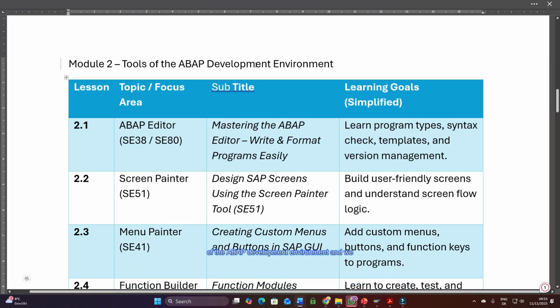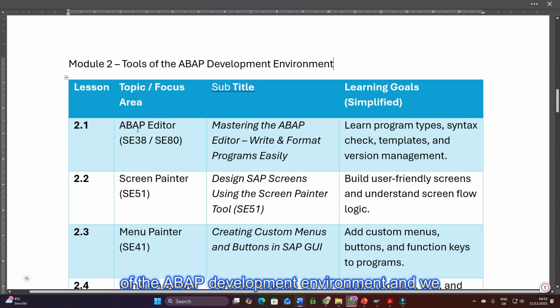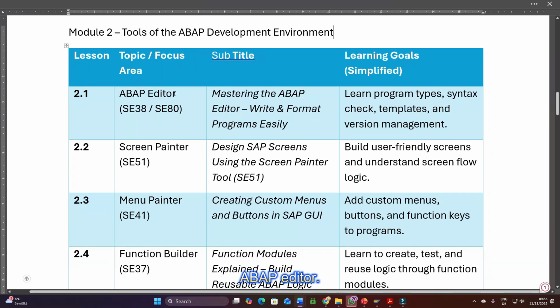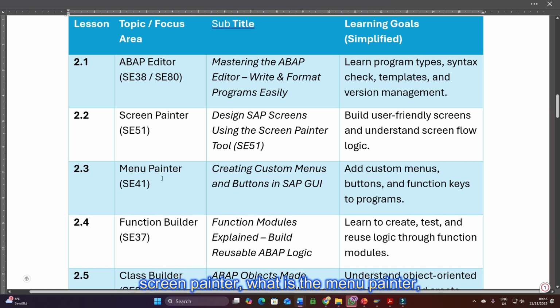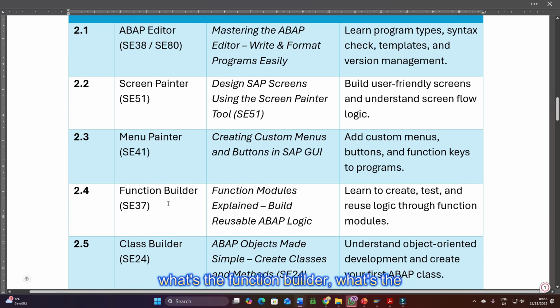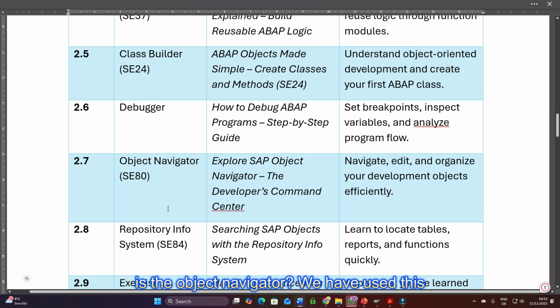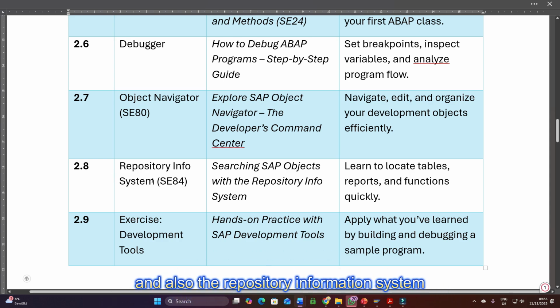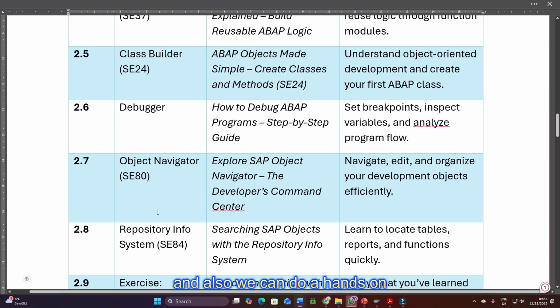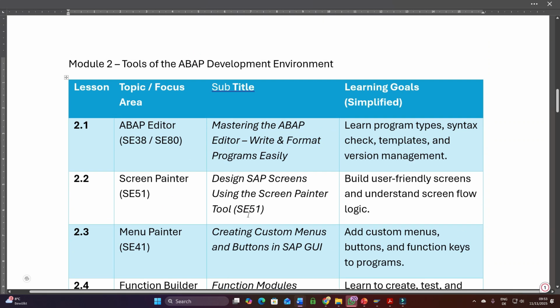This is the tools of the ABAP development environment, and we are going to be looking at the ABAP Editor. So what is the ABAP Editor, what is the screen painter, what is the menu painter, what is the function builder, what is the class builder, what is the debugger, and what is the object navigator? We have used this in a previous video, and also the repository information system, and we can also do a hands-on exercise on this. So I will always refer to this module that we have here. The ABAP Editor is what we have first.